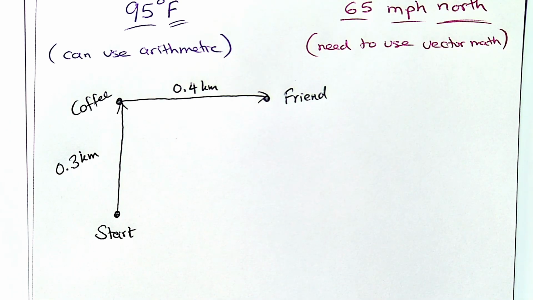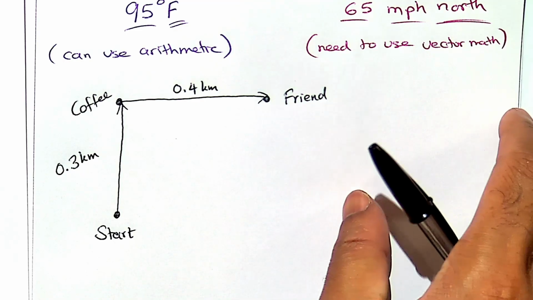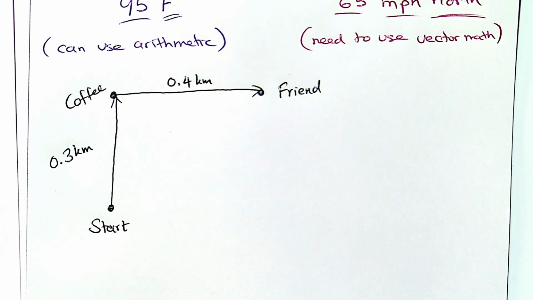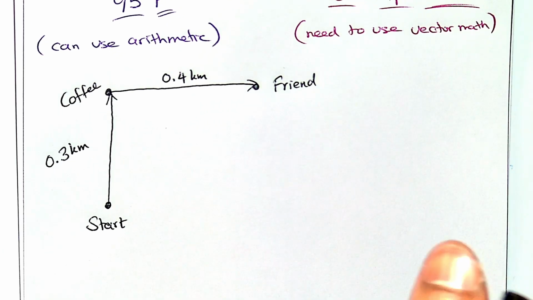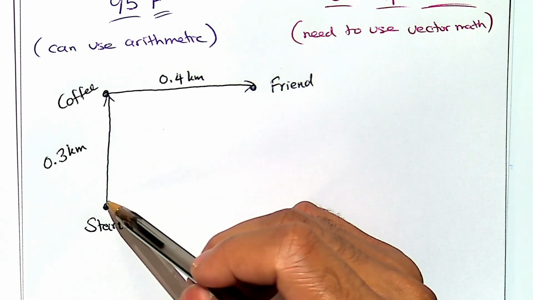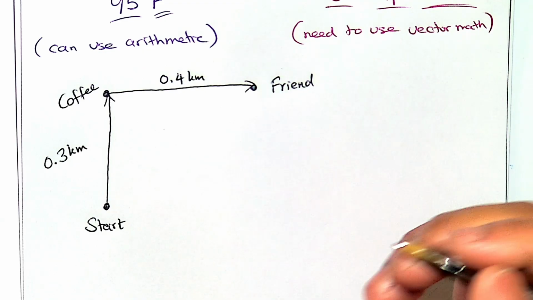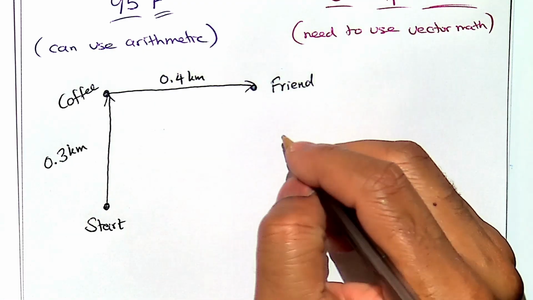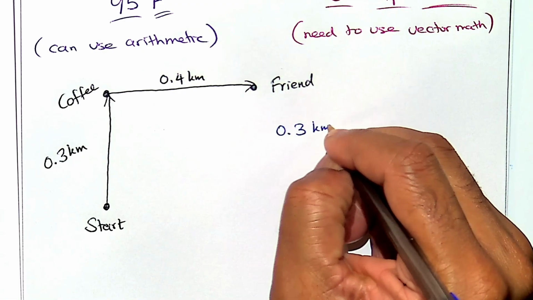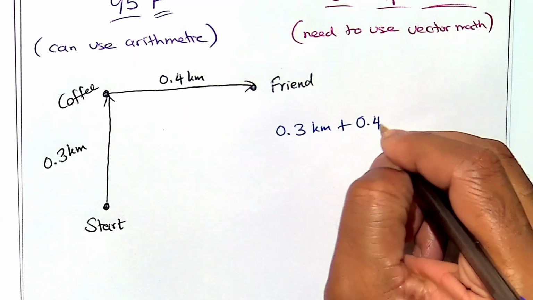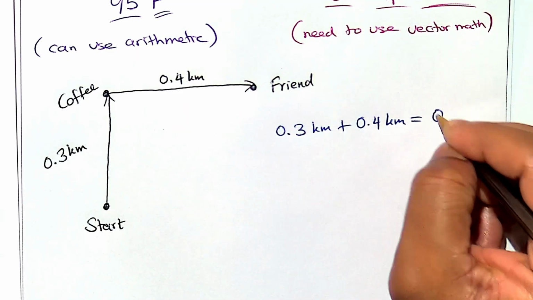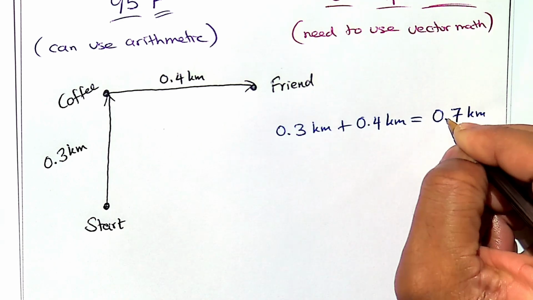Now, if I asked you, after you get to your friend, how far are you from the starting point? This might seem maybe obvious, maybe not obvious. The point is it's a little bit vague of what I'm asking. Because in some ways you might say I'm 0.7 kilometers away from where I started. Because I'm going to do normal arithmetic, and I'm going to say I did travel 0.3 kilometers, I did travel 0.4 kilometers, therefore now I am 0.7 kilometers away.